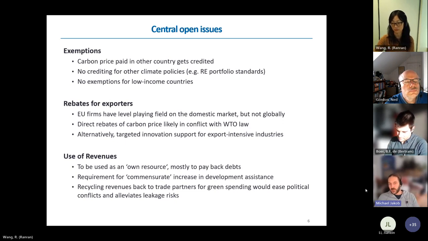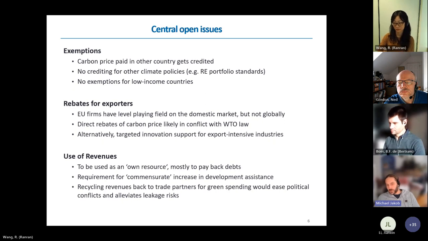Then what I already mentioned, the question of how to deal with European exporters is a big thing. So far, these European firms, of course, pay the carbon price, and if they export, they don't get it back. You could give them a rebate, which might be quite problematic from a WTO perspective. My colleague Michael Milling and myself have actually developed a proposal as an alternative to give innovation support for export-intensive industries without targeting exports as such, to also level the playing field on the international market. And there, I guess, this whole topic is still under discussion.